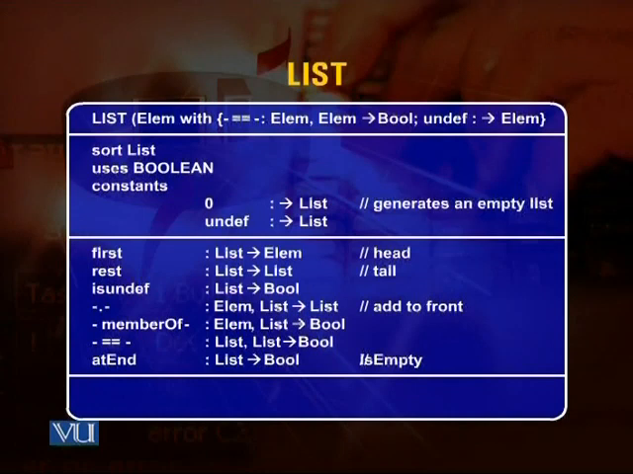Then we have this equality. Once again, taking two parameters, two lists, and comparing the two lists and returning true if the two lists are equal. And the last method that we have is at end, which tells us whether the list is empty or not.